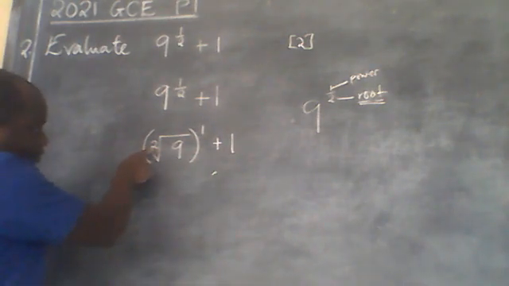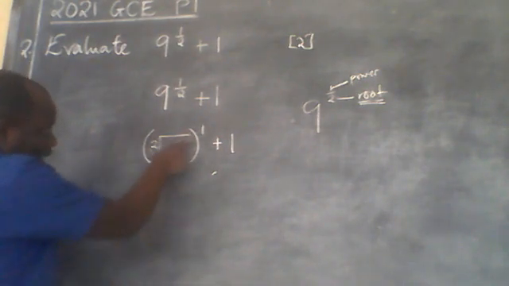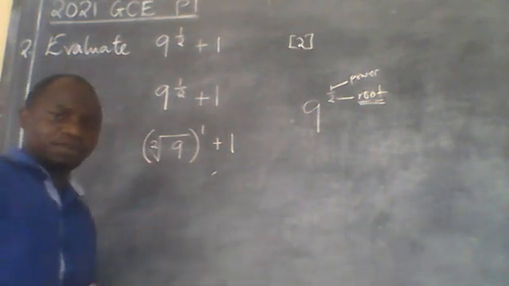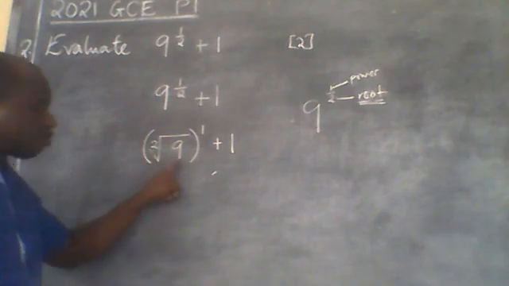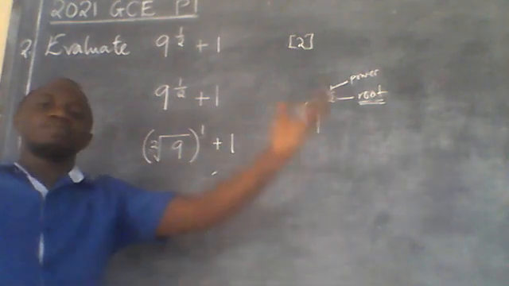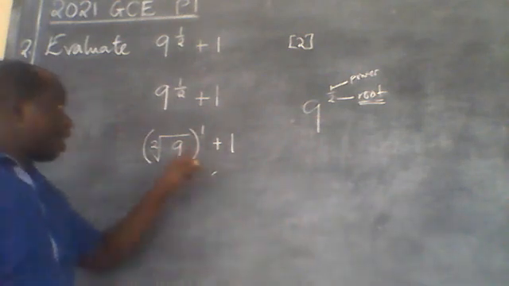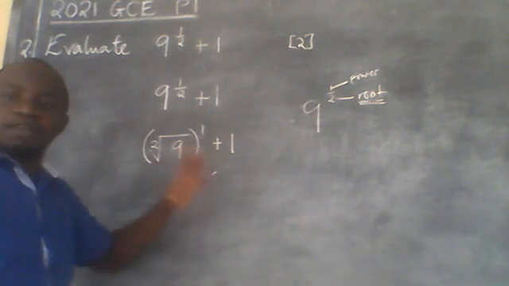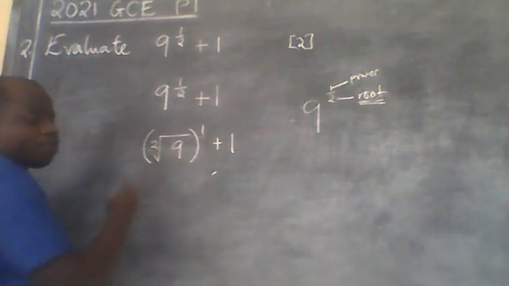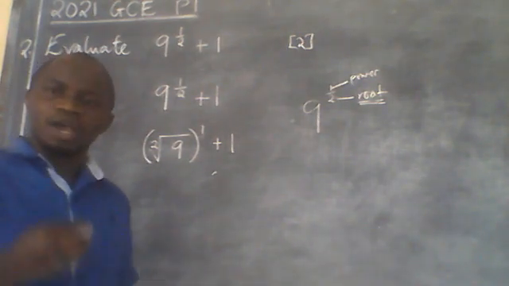Then here, what is inside here is now asking you to ask yourself, square root of 9. Forget about the 1 here, because even if it is raised to power 1, it will still be the same. Unless there was a 2, 3, 4, 5, then you consider. So in this case now we're saying square root of 9. What is the square root of 9?